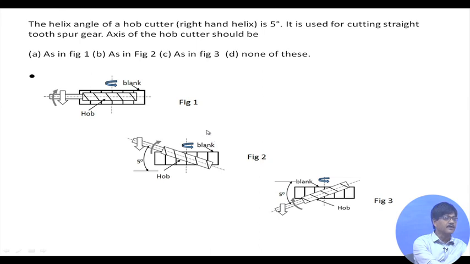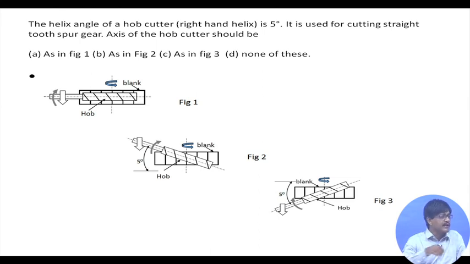Let's take a problem. I hope you can read it. The helix angle of a hob cutter, a right-handed helix, is 5 degrees. It is used for cutting a straight tooth spur gear. The axis of the hob cutter should be as in figure 1, as in figure 2, or as in figure 3. Which one is correct, or none of these?